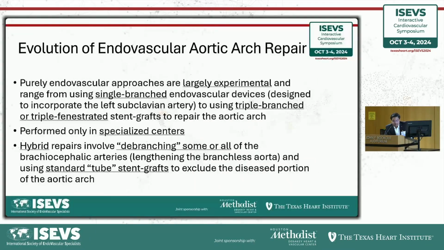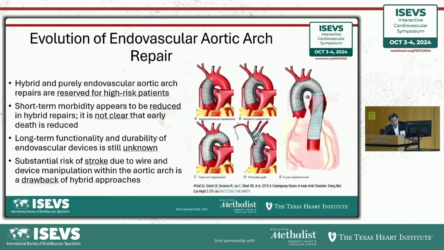Hybrid repairs involve debranching some or all of the brachiocephalic arteries and use standard tube stent grafts to exclude arch aneurysms. Totally endovascular approaches range from single branch devices for the subclavian artery to triple branch or triple fenestrated stent grafts to repair the arch. Hybrid and purely endovascular arch repairs are reserved for high-risk patients as short-term morbidity is reduced, their long-term durability is yet to be known, and there is the risk of stroke due to wire manipulation and embolization of air and/or debris.